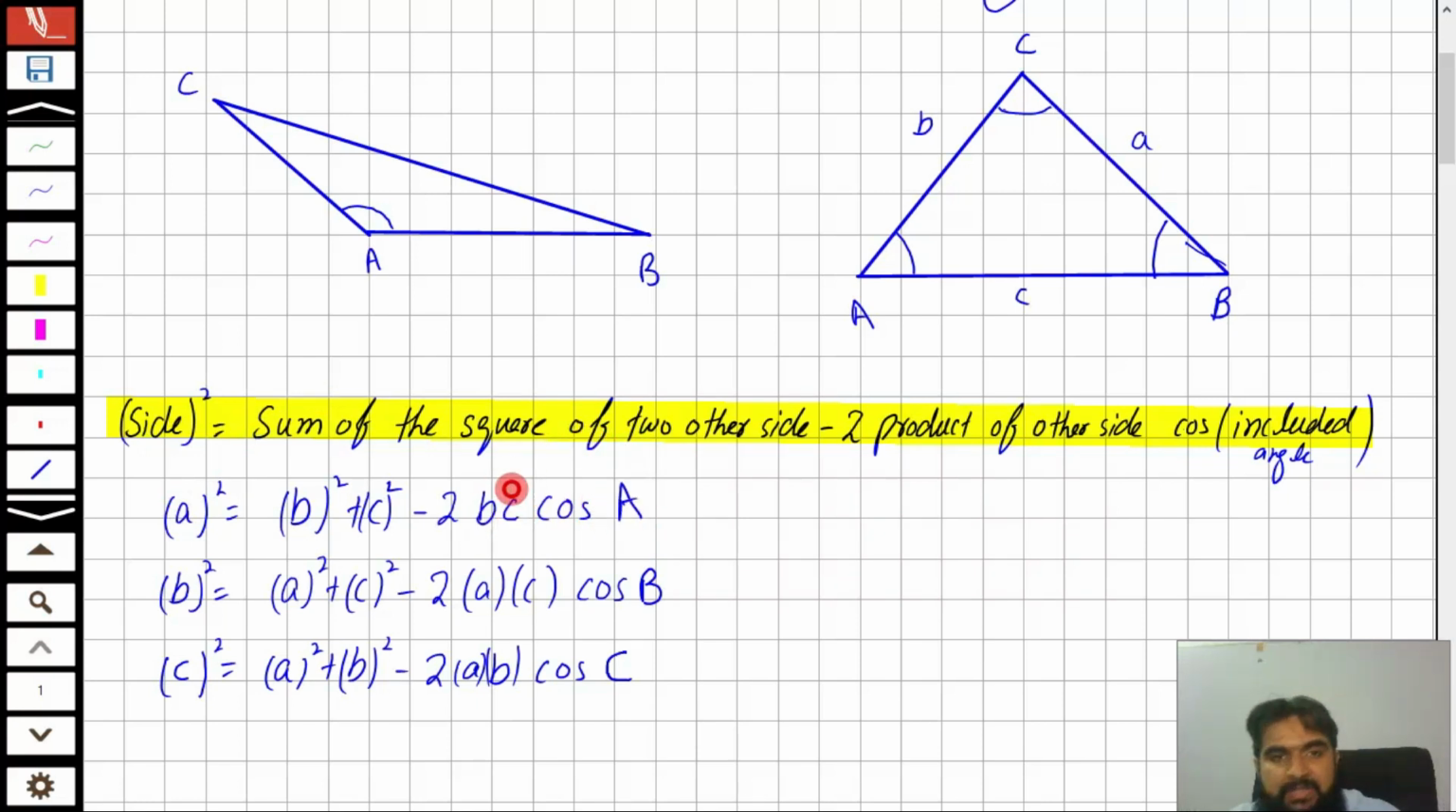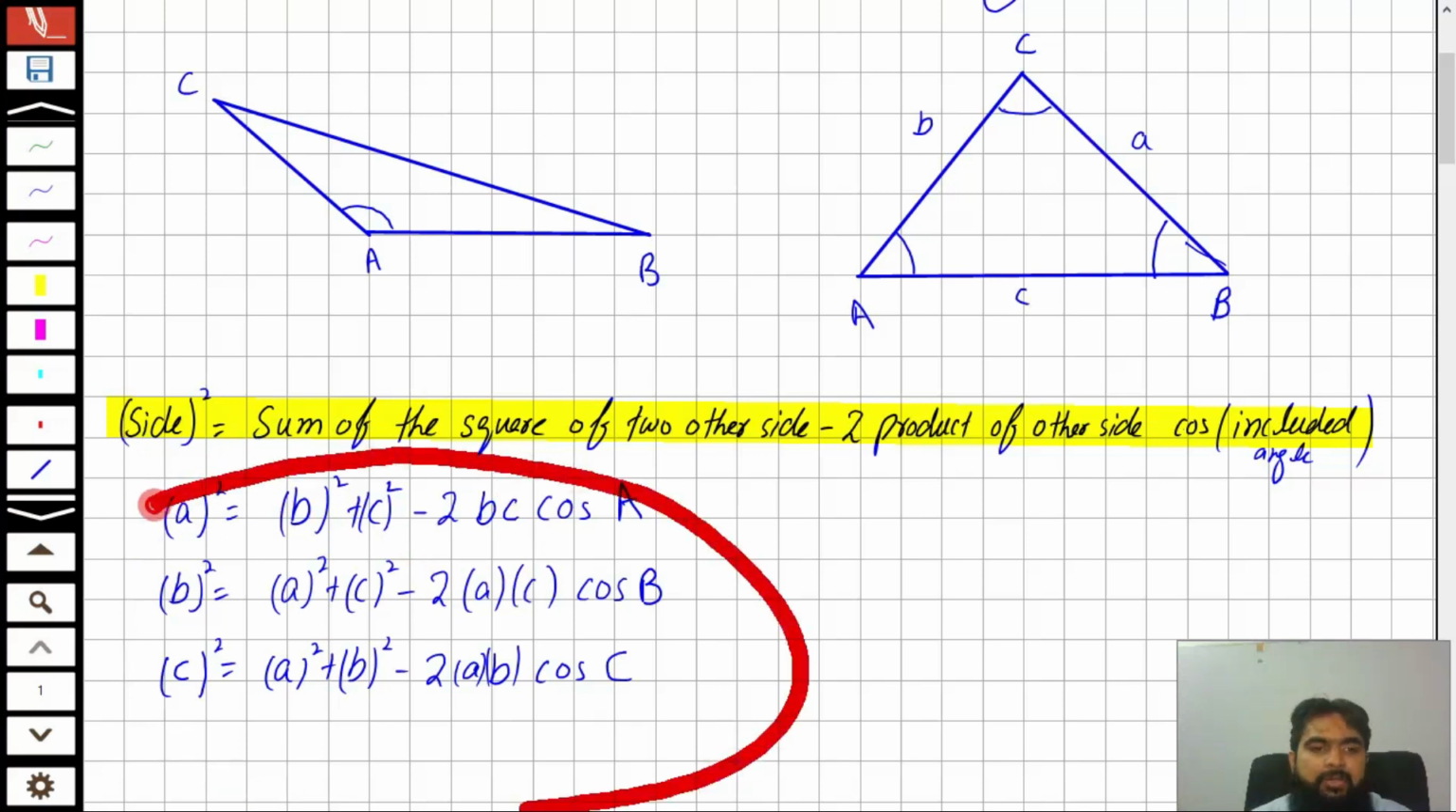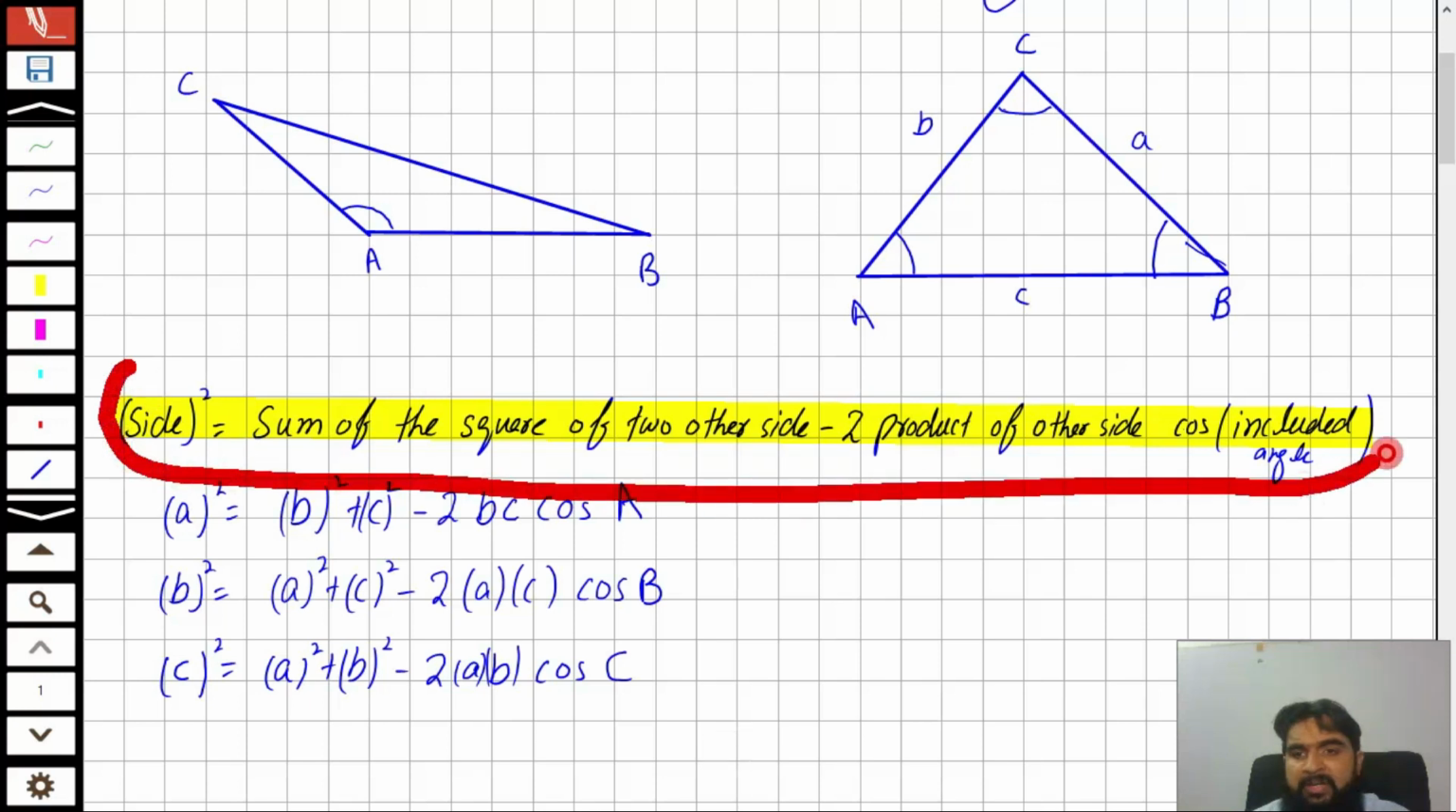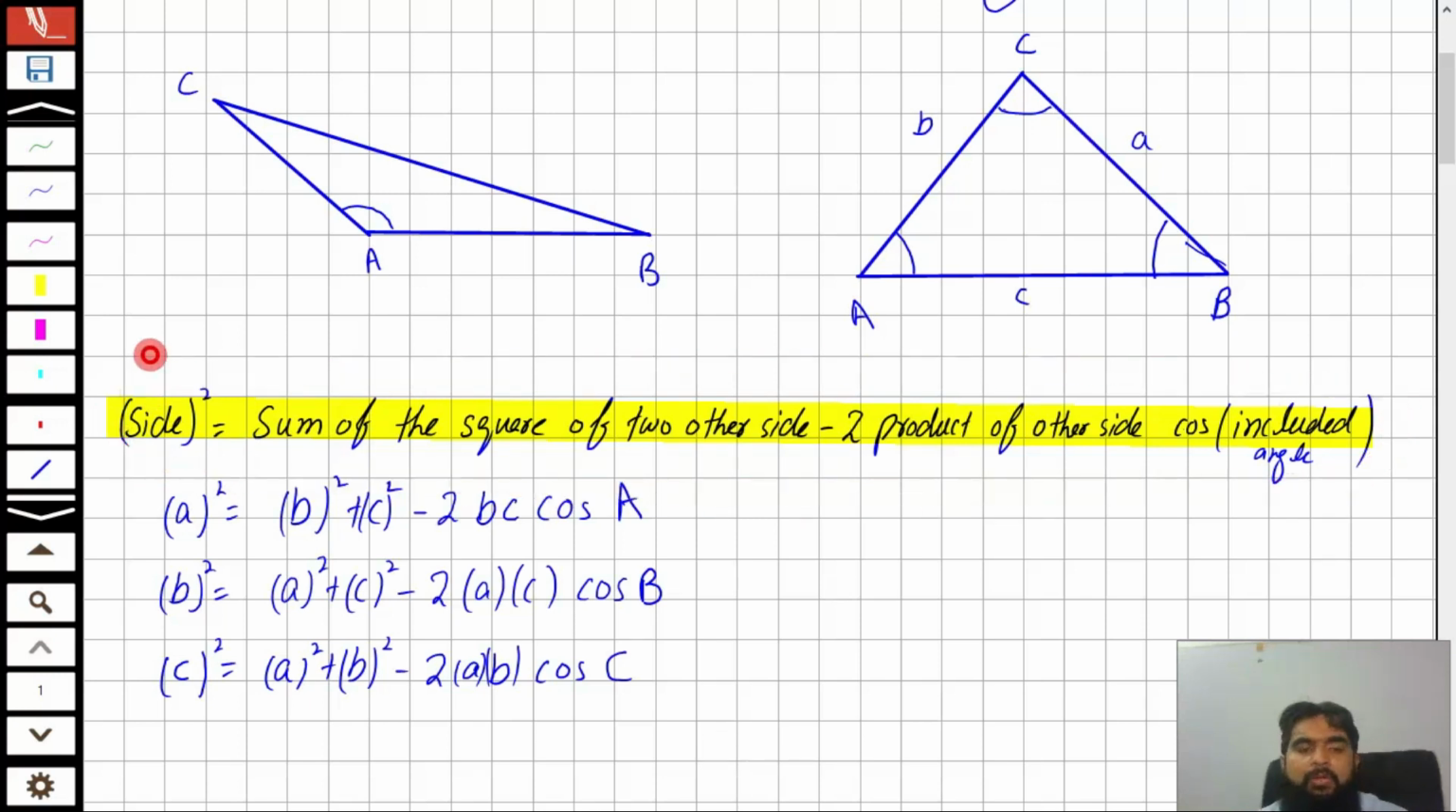Now, this is the statement. There is no need to memorize these formulas. You just have to memorize the statement and understand it. Then you can do all types of questions in which you have to use the cosine rule.